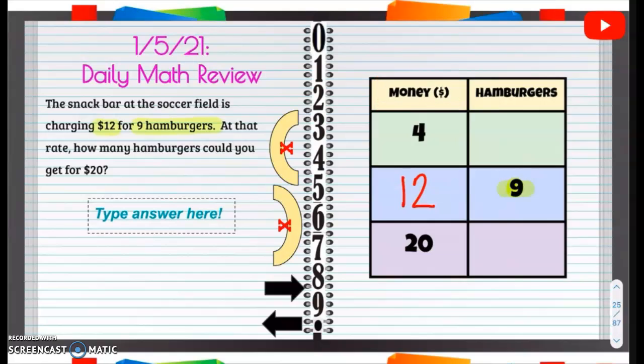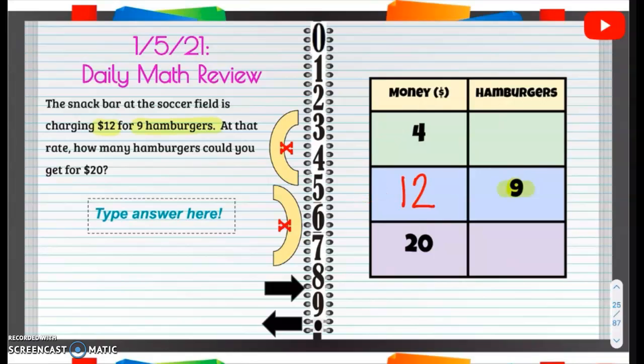Now, at that rate, so we're going to finish this table. We're going to figure out how many hamburgers we could get for $20. So first of all, let's look at this table. Now, can we go from 12 to 9 or 9 to 12? Not really, right? So 12 to 9 and 9 to 12, we can't really go that way. How about 4 to 12? 4 to 12. Can we do that?